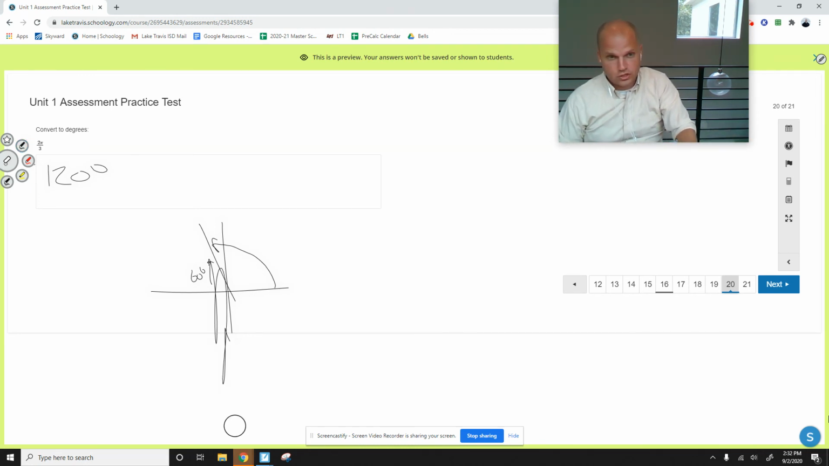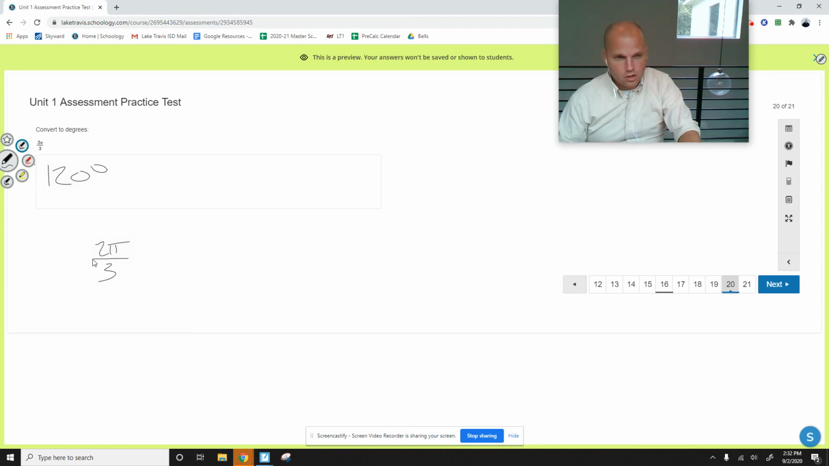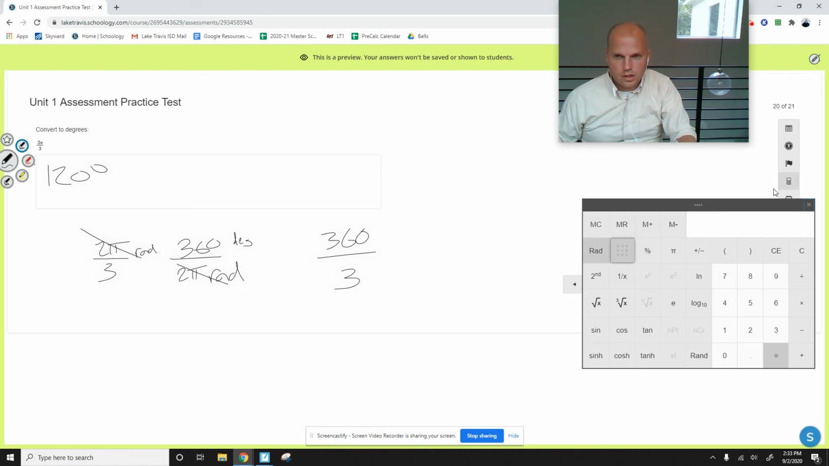The other way to do it is to use the conversion, where if you want to turn radians into degrees, you can use the equality that there are 2 pi radians and 360 degrees. Since this is in radians, I want to get rid of the radians, so I need radians in my denominator. 360 degrees is equivalent to 2 pi radians. Boom. Cancel, cancel. 360 divided by 3. You can either use a calculator or figure out that it's 120.